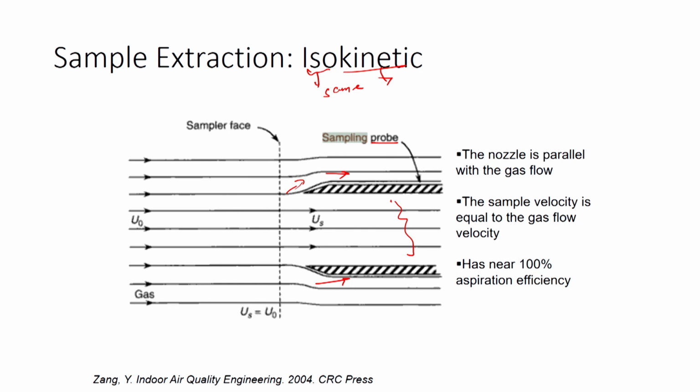I do not discuss much of this here because it is a design and civil engineering part, how you have to maintain this. But you should have some idea of what isokinetic sampling is and how it works. If the sampler is not isokinetic, your sampling will be disturbed.